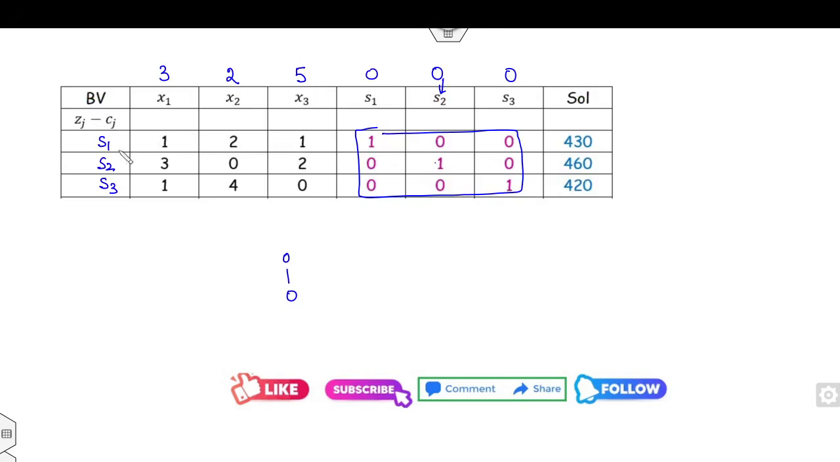Now can you find this Zj minus Cj? The value of the S1 is 0. S2 is 0. S3 0. Multiply, how you can find this number is 0 multiply 1, 0 multiply 3, 0 multiply 1 plus 0 multiply 1 minus upper value. Upper value is my 3. So the answer is minus 3. Similarly for the second one, it's a minus of 2. This is minus 5. These values are my 0.